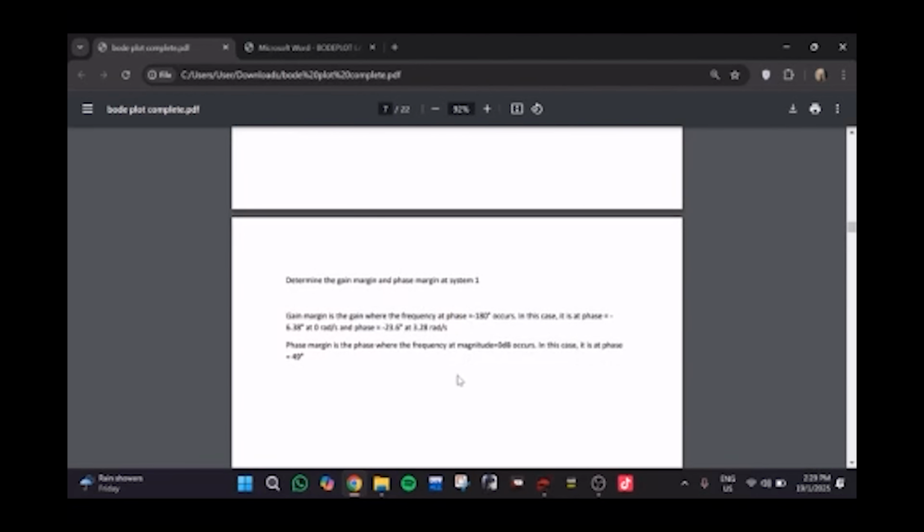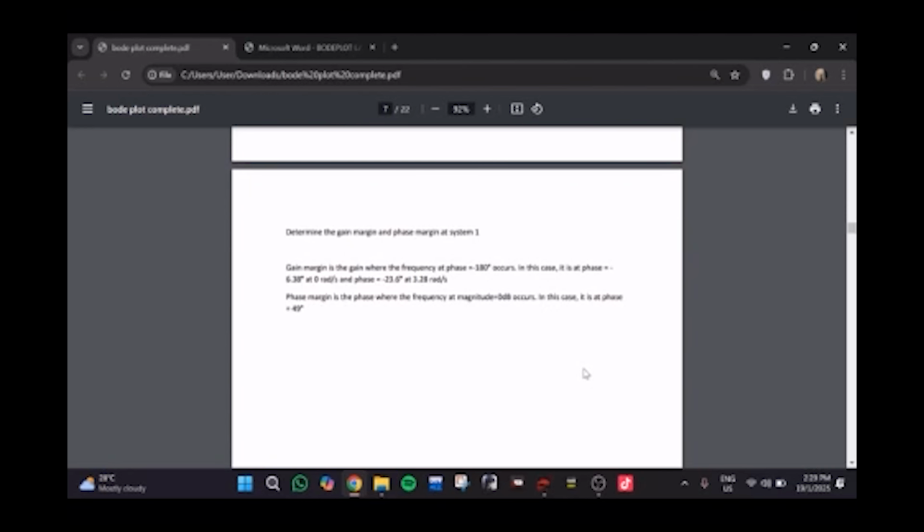Determine the gain margin and phase margin of system 1. Gain margin is the gain at the frequency where the phase is negative 180. In this case, it is 6.38 at 0 radians, and negative 33.6 at 3.28 radians. Phase margin is the phase at the frequency where the magnitude is 0 dB. In this case, the phase margin equals 49.